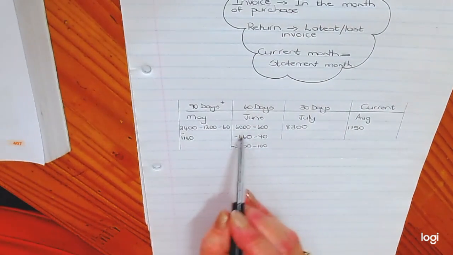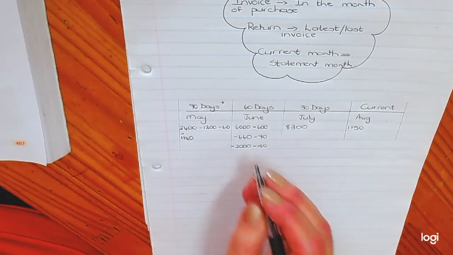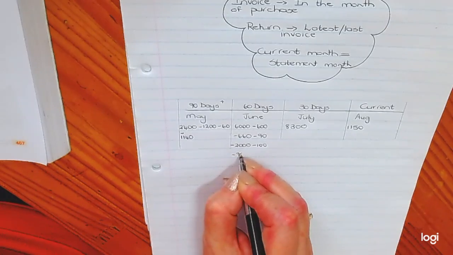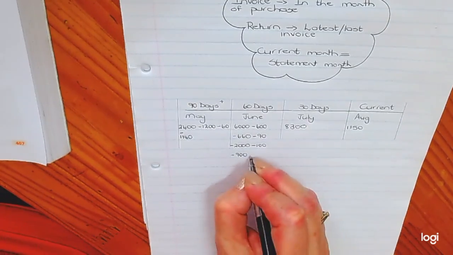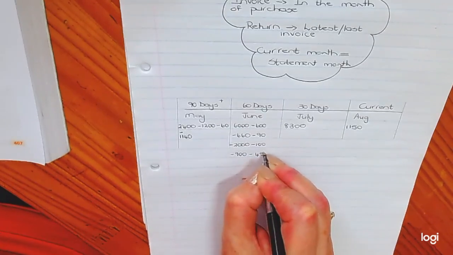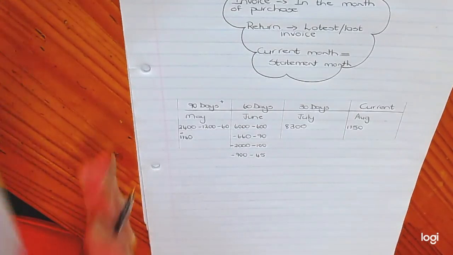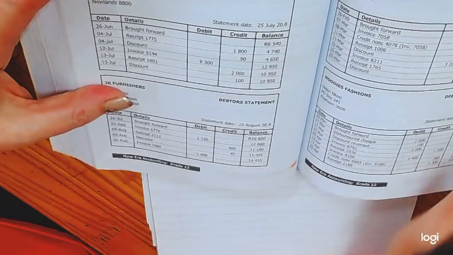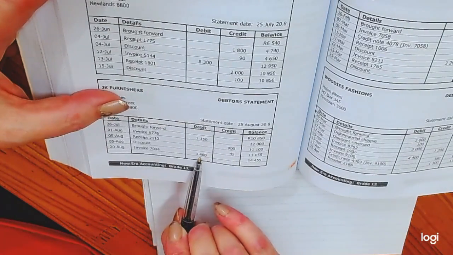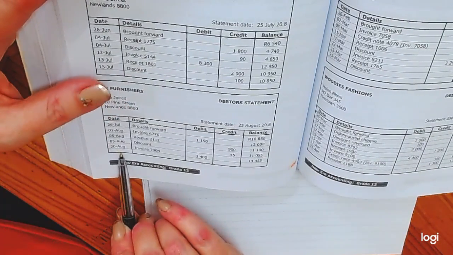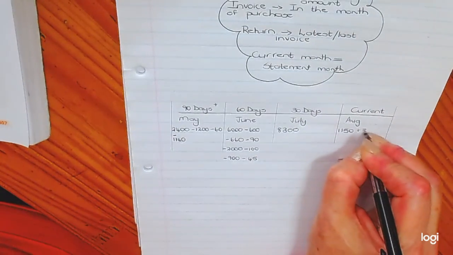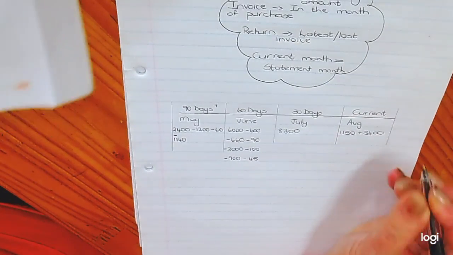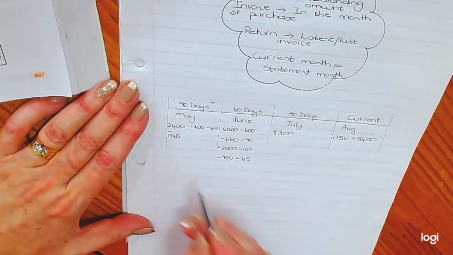Is there still something outstanding here? Definitely. It's not all 6,000 paid yet. So there is my payment and there is my discount. And now let's go to the next entry. There's an invoice of 3,400 on the 20th of August. So here's August and there's your 3,400. And that is how we do an age analysis.